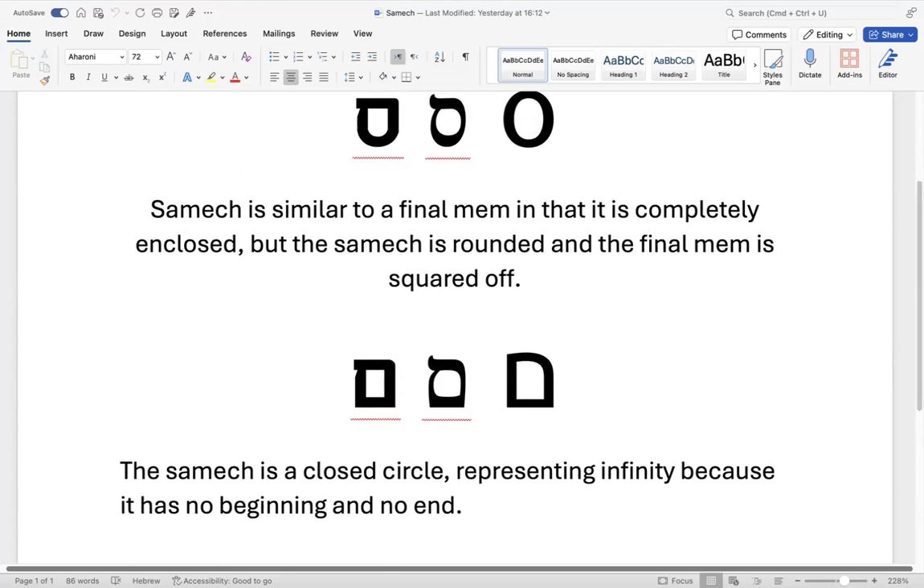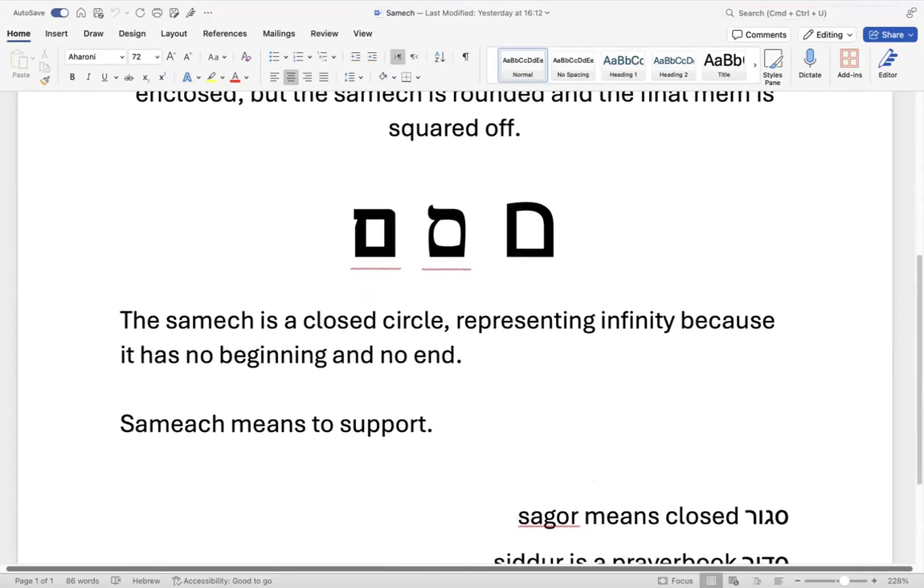The idea of a circle representing infinity is also, we have a custom after a funeral that the first thing that the mourners eat when they come home after burying a loved one is an egg, a hard-boiled egg, because an egg is sort of round, and it represents this idea of like the circle of life.